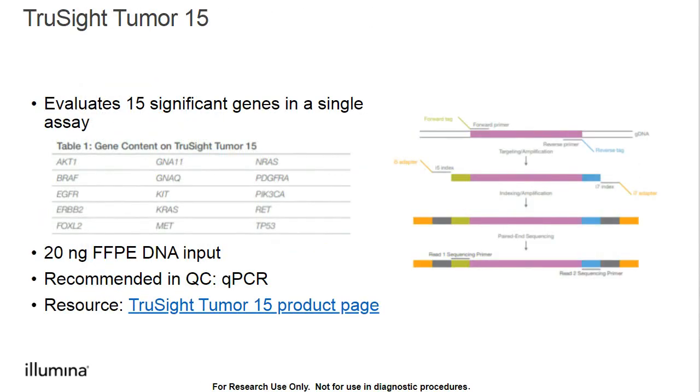Our last DNA amplicon workflow option is TruSight Tumor 15. So this is going to evaluate 15 significant genes in the oncology field. Those are listed here. And for this assay, we need 20 nanograms of FFPE DNA input, and we will want to QC that with the qPCR. And if you just wanted more specific information about TruSight Tumor 15, check out that product page here.